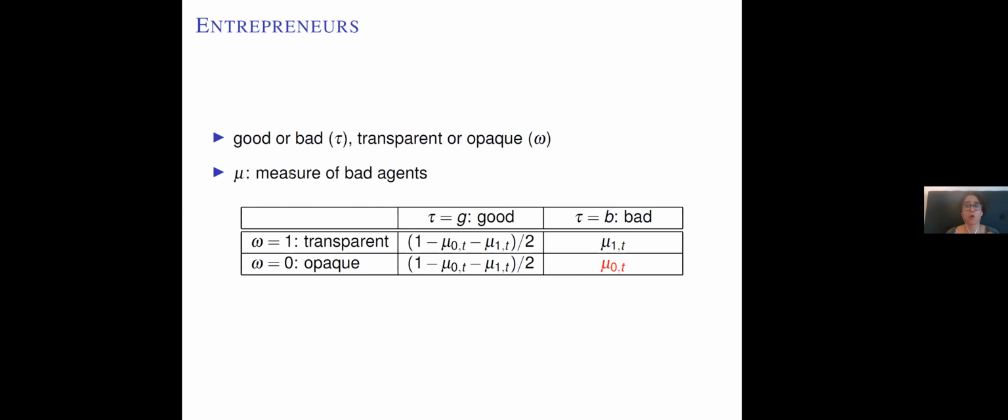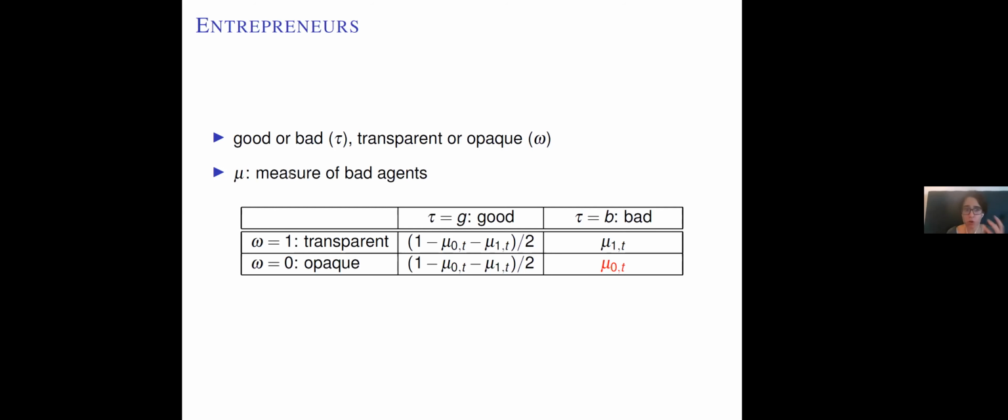Now let's think about our first set of agents, who are the entrepreneurs. Importantly, entrepreneurs have a two-dimensional type. They're either good or bad, which I will tell you what good or bad means. You don't know yet. That I'm going to denote by tau. And then they're transparent or opaque, which is something about information. I'll tell you what that is too. And that we denote by omega.